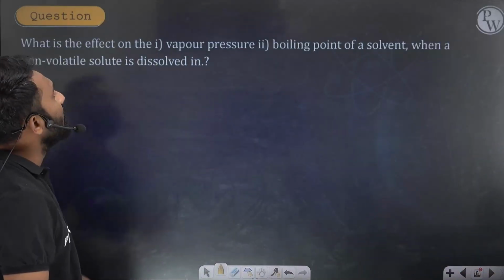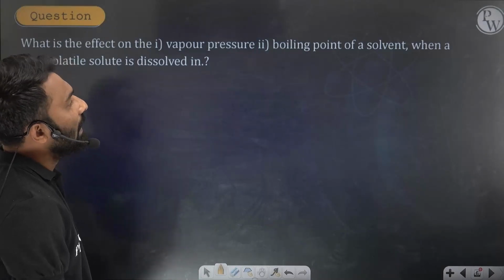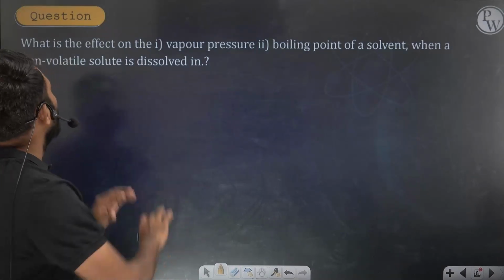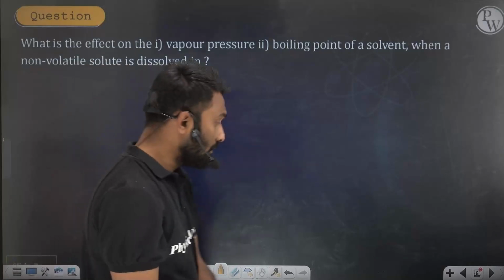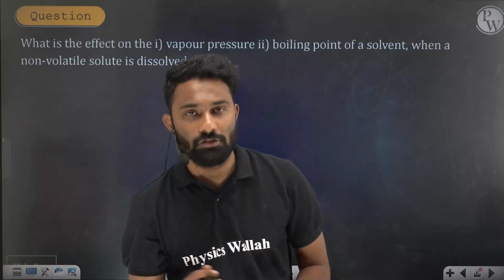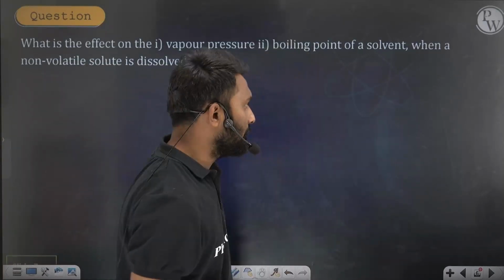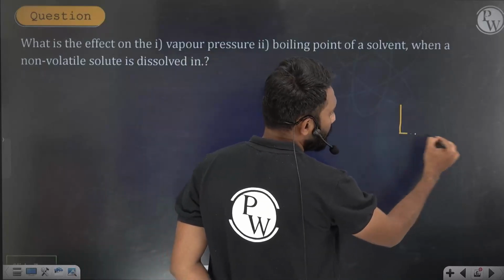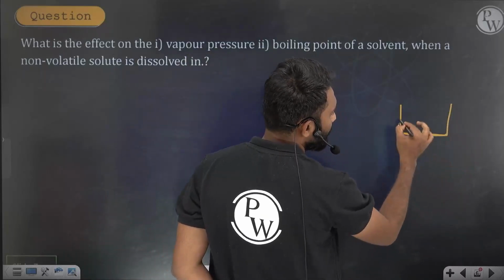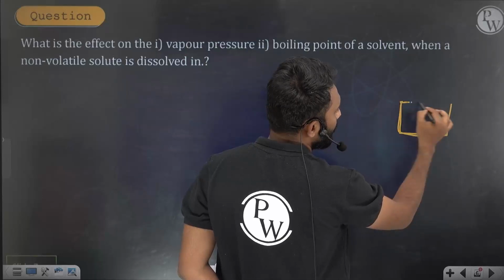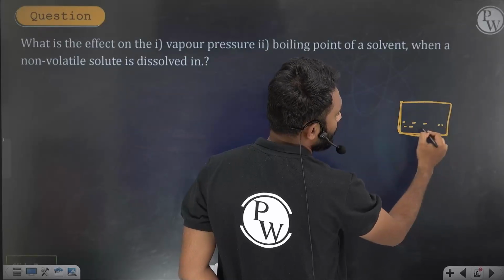Now next, what is the effect on vapor pressure and the boiling point of the solvent when a non-volatile solute is added or dissolved in it? ಈಗ ಇಲ್ಲಿ ನೋಡಿ, this is a pure solvent ಅಂದ್ರೆ ಇದರಲ್ಲಿ ಏನು ಇಲ್ಲ. ಓಕೆ, let us assume this is a pure solvent.